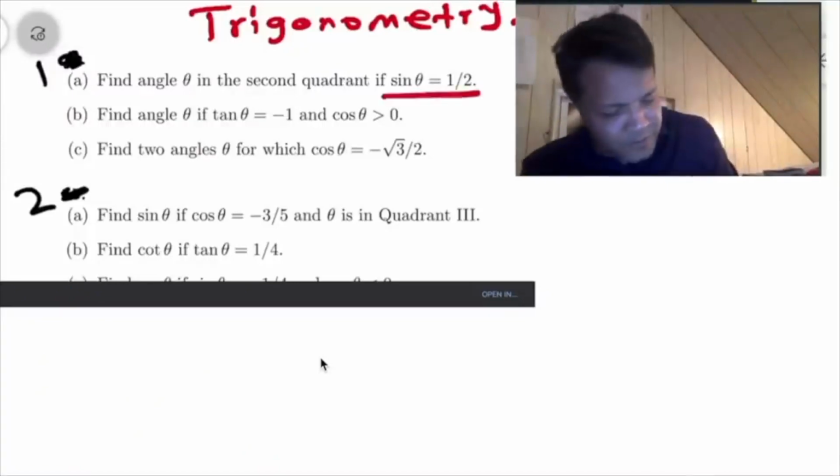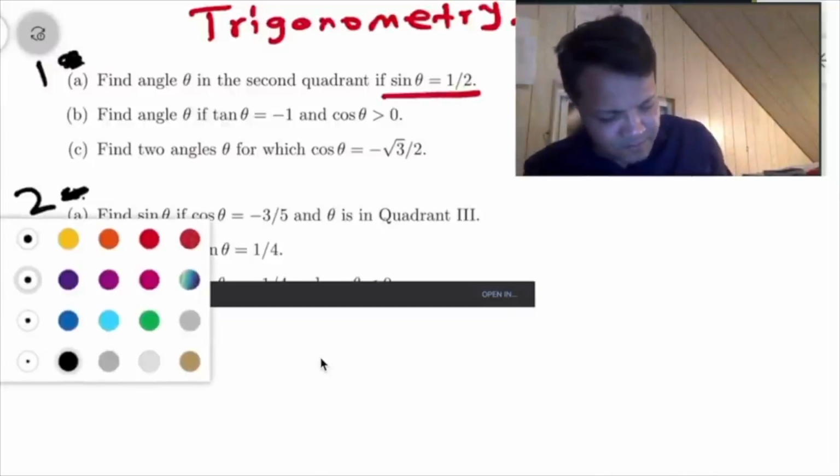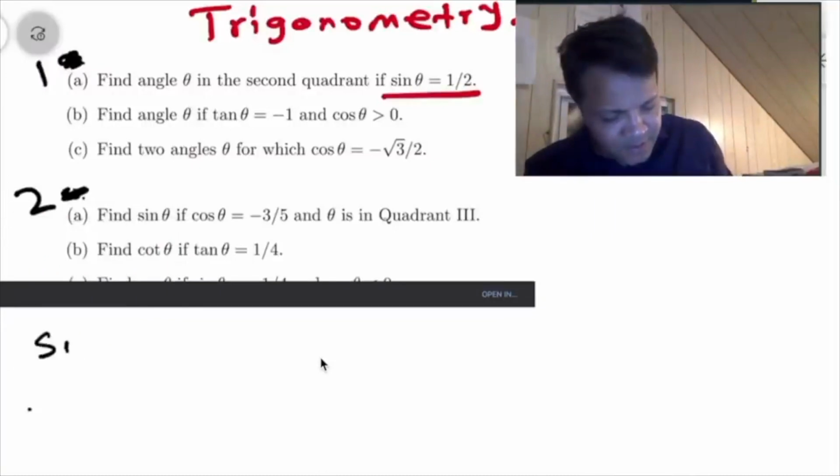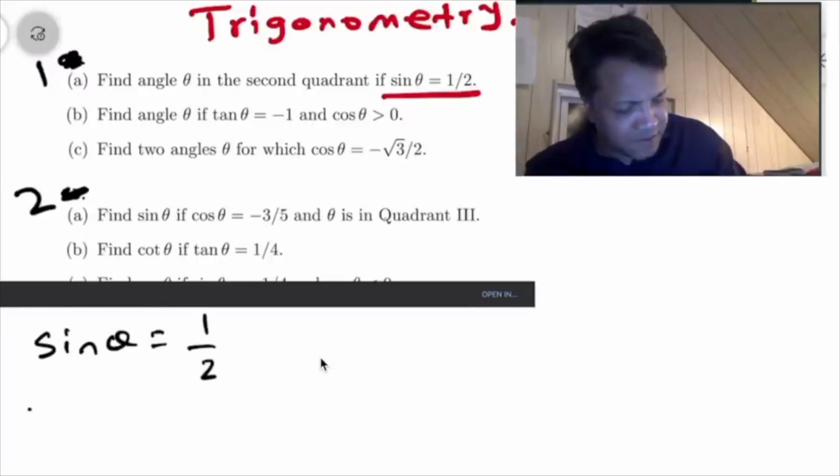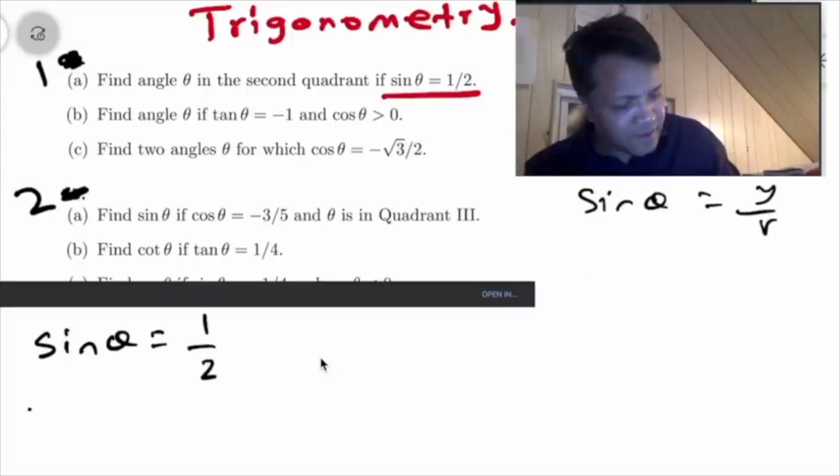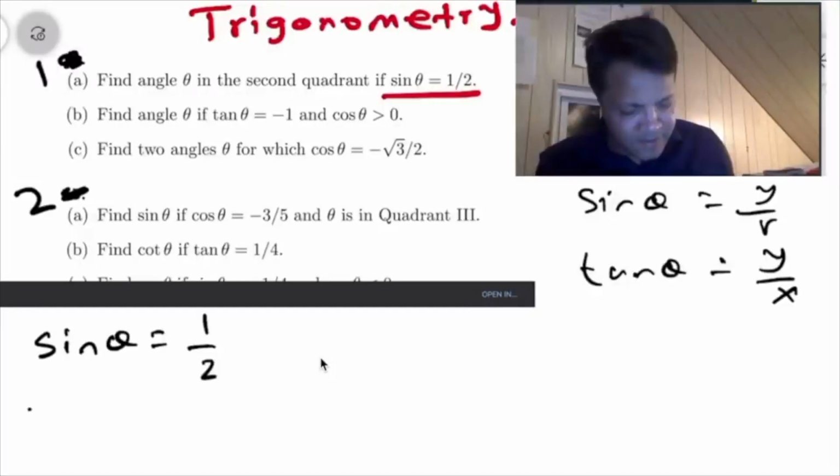So what do we know about sine? Sine theta is 1 over 2. What do we know about sine, cosine and tangent? We know that cosine theta is x over r, sine theta is y over r, and tangent theta is y over x. Very nice. So then that means this is y and this is r.